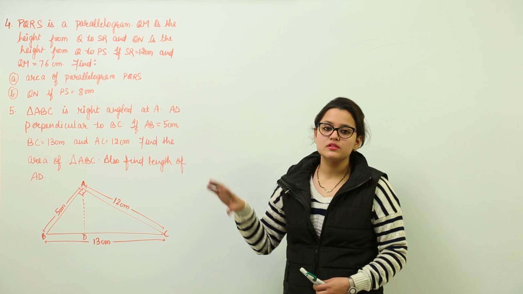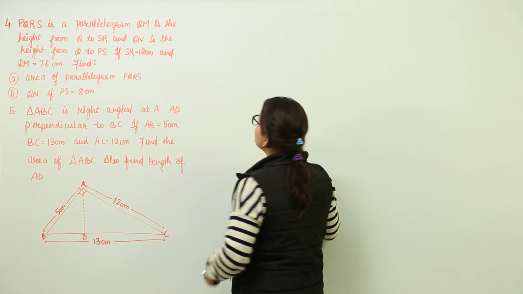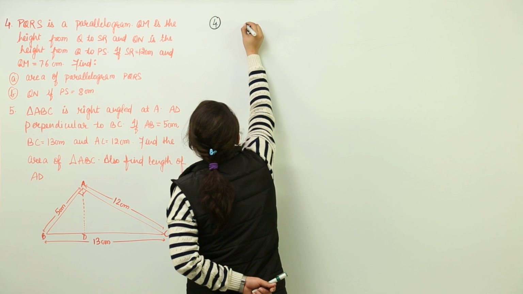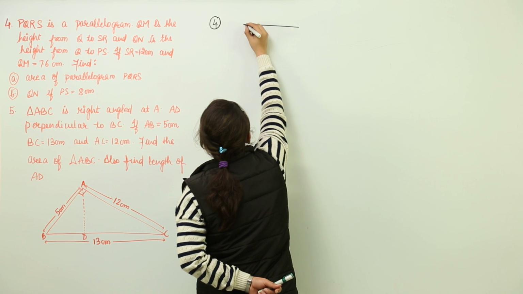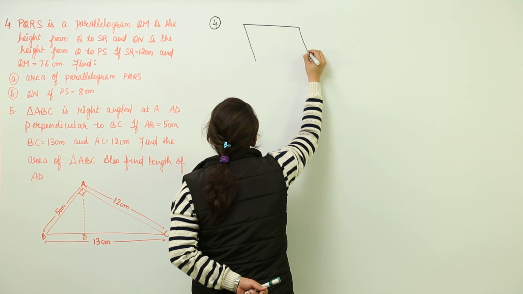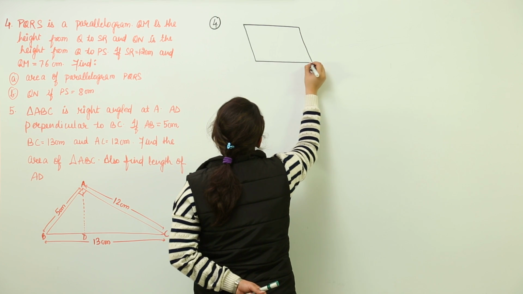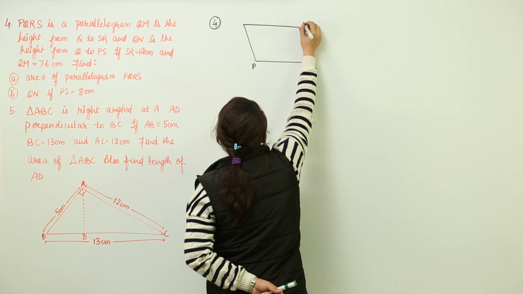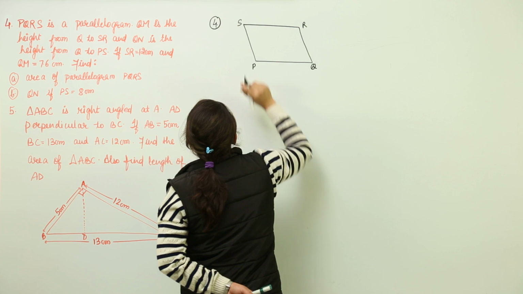So first of all, let us draw the figure for this one. The figure is going to be a parallelogram only. So we'll draw a parallelogram at first. That will be like this. PQRS, and I've made the parallelogram. Let's name it PQRS.